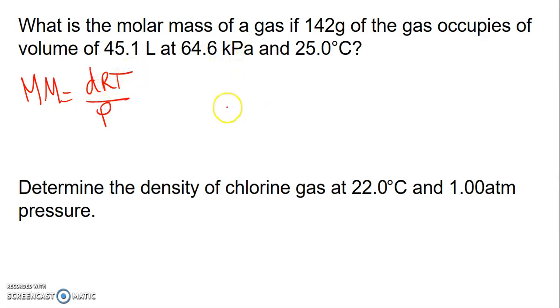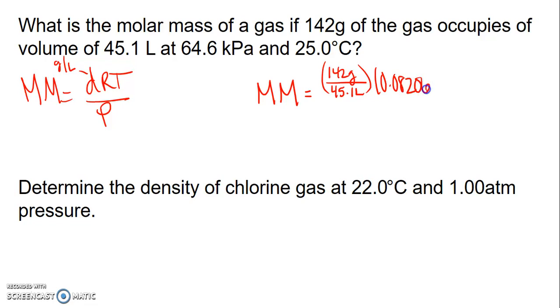So we're going to use this new equation. If you start looking at the question and plugging in the numbers where they need to go, molar mass is what you're looking for. We don't have density, but remember density is grams divided by liters, and we have both of those. So 142 grams over 45.1 liters. That's our density. R is that constant. And the temperature is 25 degrees, which you have to convert to Kelvin, so that's 298.